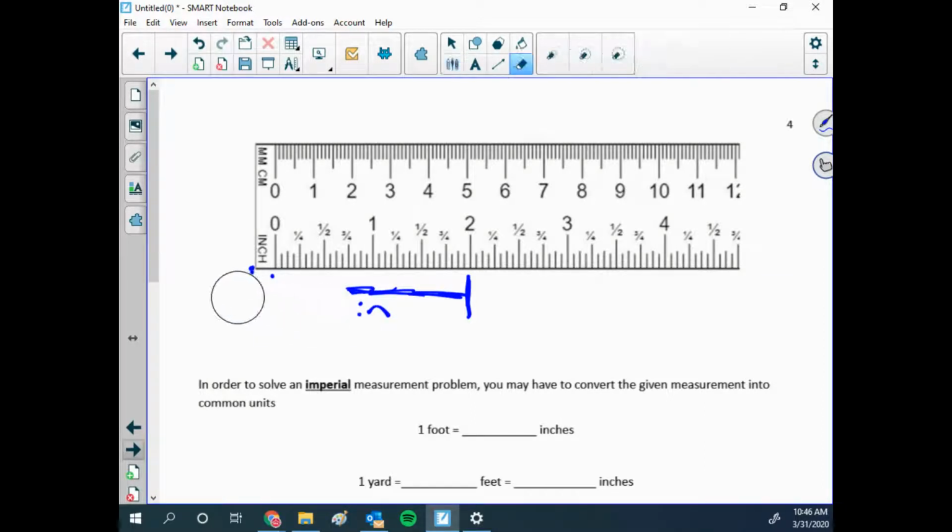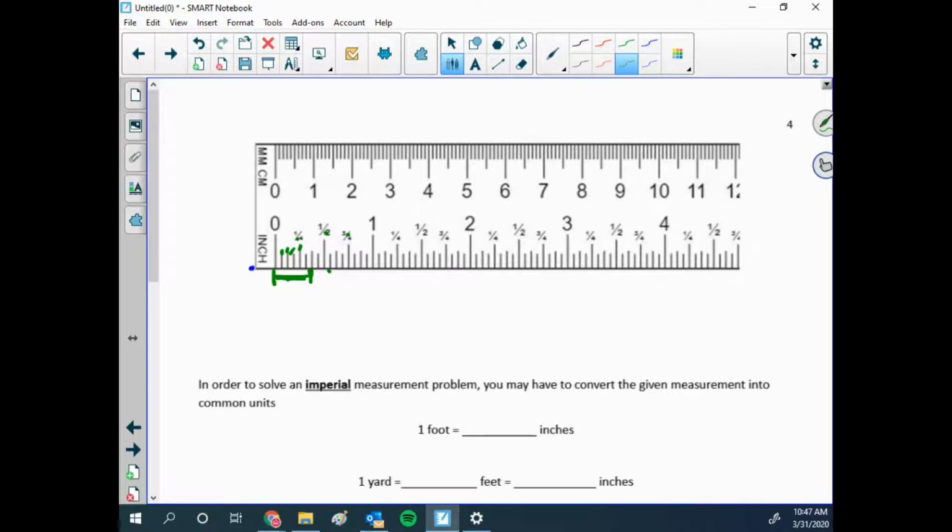But what if something doesn't have a really nice measurement? Let's say I have this shape and it measures this much. Well, how do I measure that, right? It tells me this is a quarter, this is a half, this is 3/4. But what are each of these little tick marks worth?